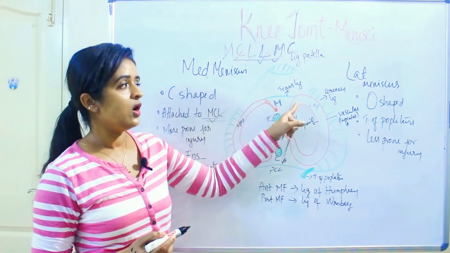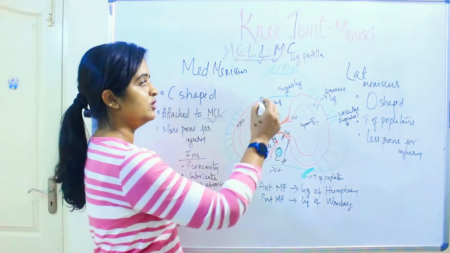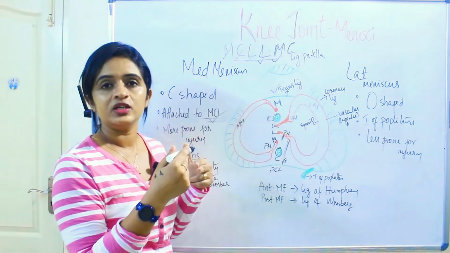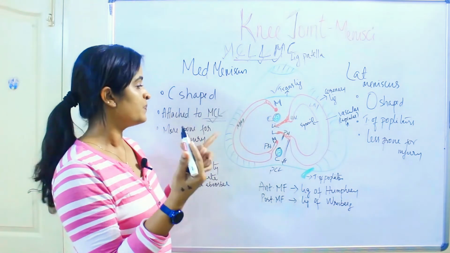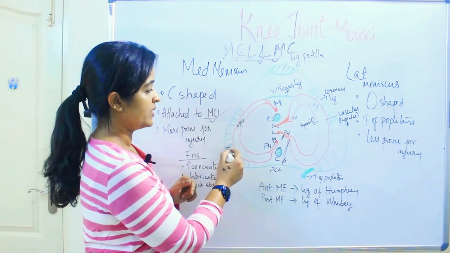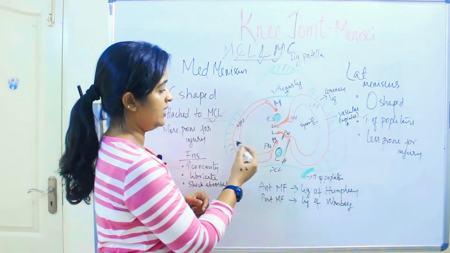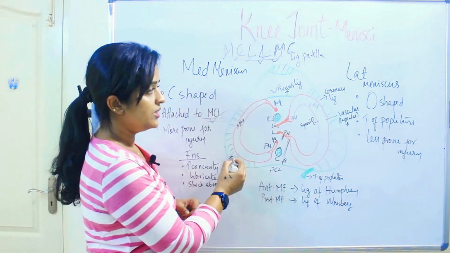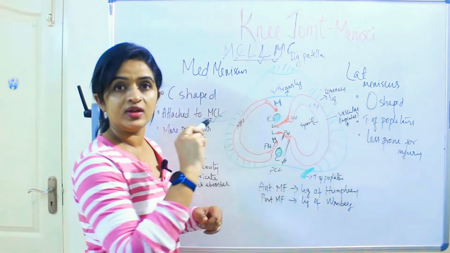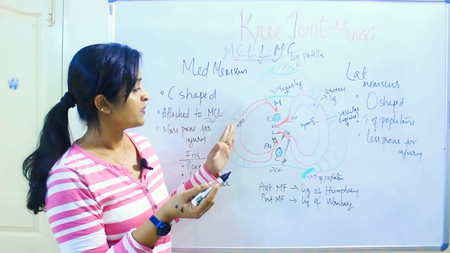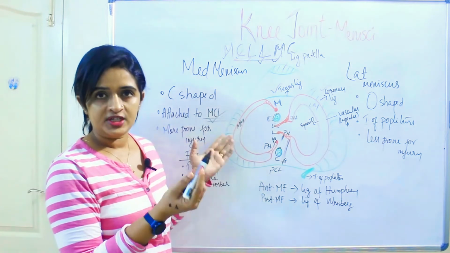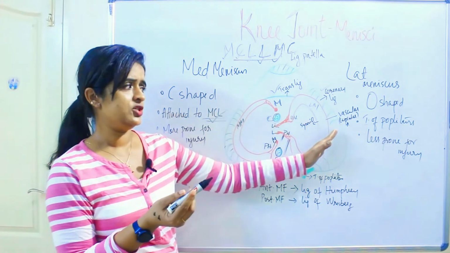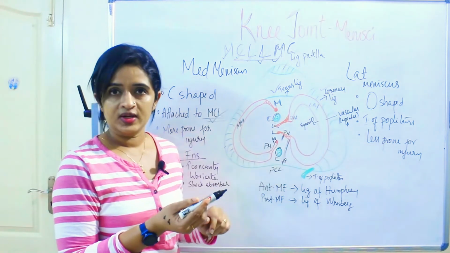The anterior horns of the menisci are attached through the transverse ligament. So the transverse ligament connects the anterior horns of the medial and lateral menisci. Then, medially and laterally, you can see the menisci are attached to the tibial condyle. What do you call this ligament? This is known as the coronary ligament. So coronary ligaments connect the menisci to the tibial condyles. The medial and lateral menisci are connected to the tibial condyles through coronary ligaments.